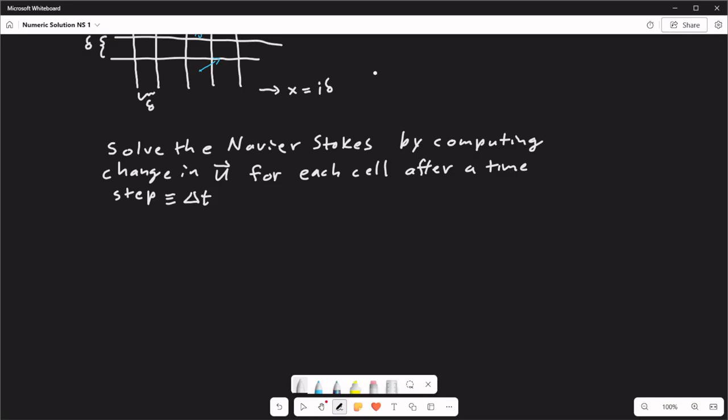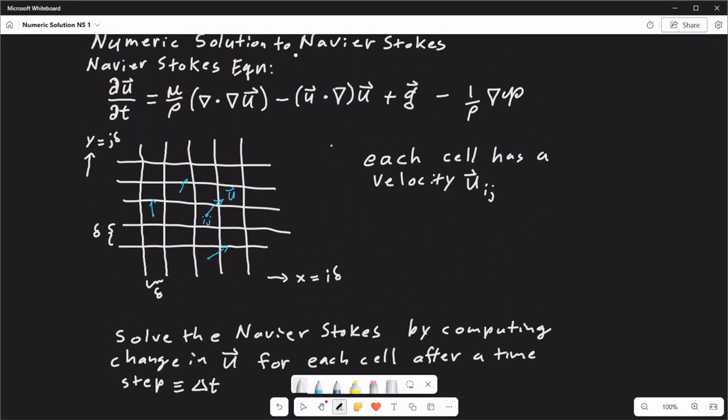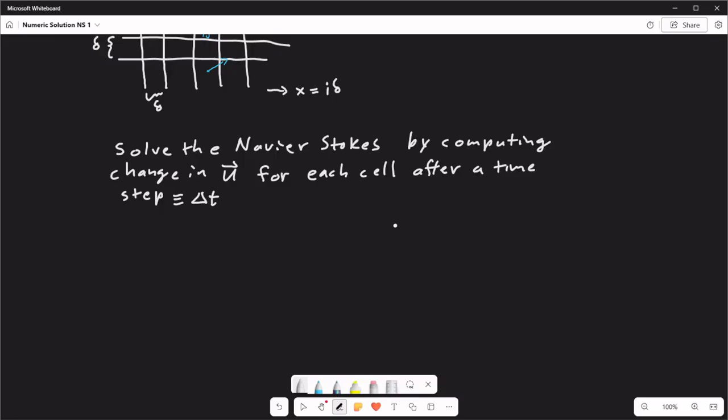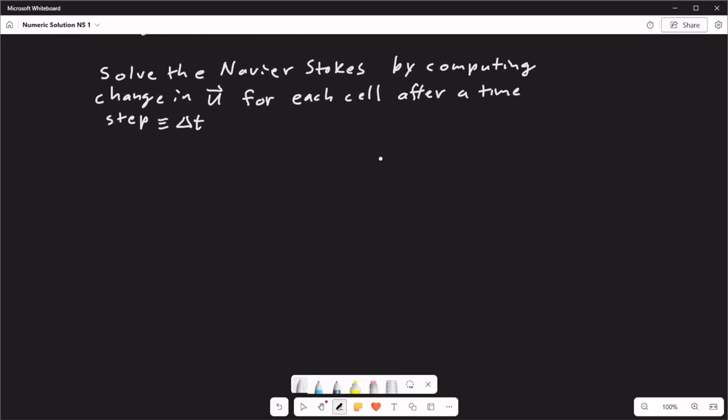So the idea is to basically start with this part, go through each of these terms, and then see how they contribute to the change in u for each time step. So basically the first term, the easiest term, is the external force term. So g vector is acceleration.